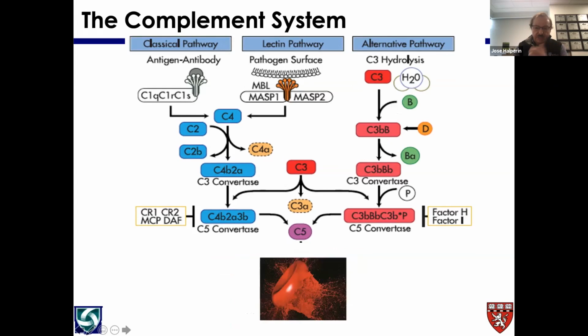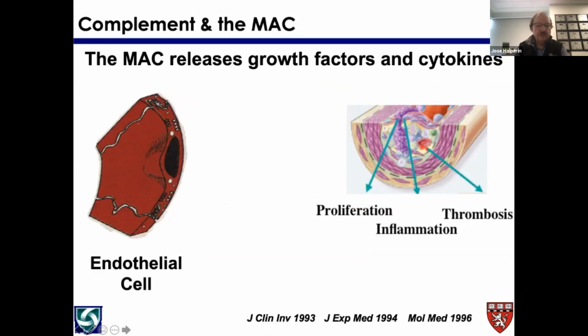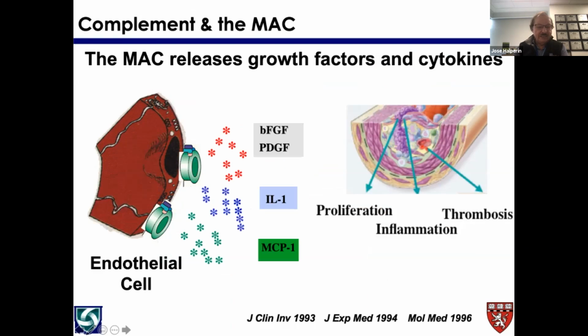Now, as you can see here, insertion of a MAC-pore into a red cell would induce swelling and lysis of the red cell. Also, insertion of MAC-pores into endothelial cells would induce the release of an array of growth factors and cytokines that together can induce proliferation, inflammation, and thrombosis, as characteristically seen in the target organs of diabetic complications.